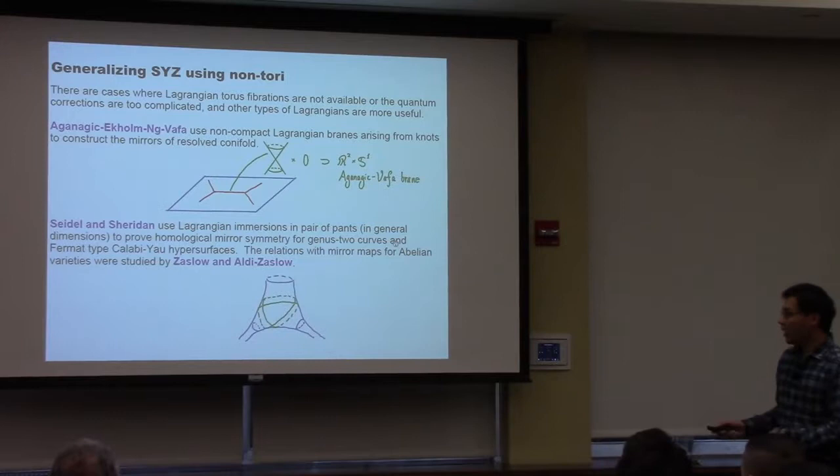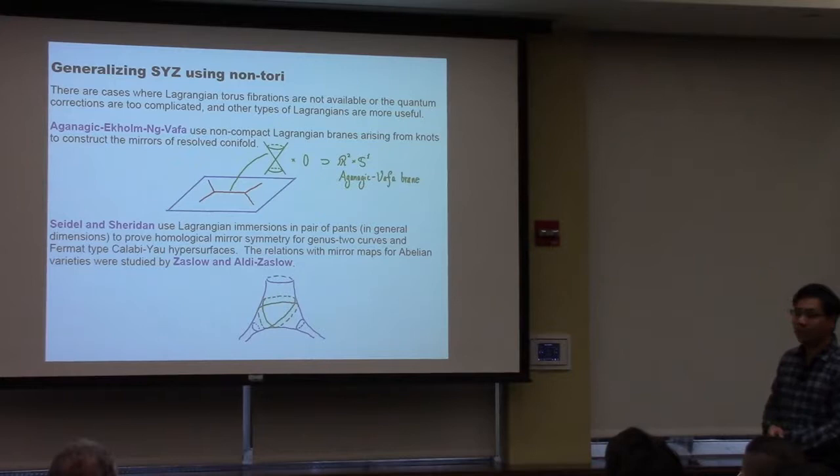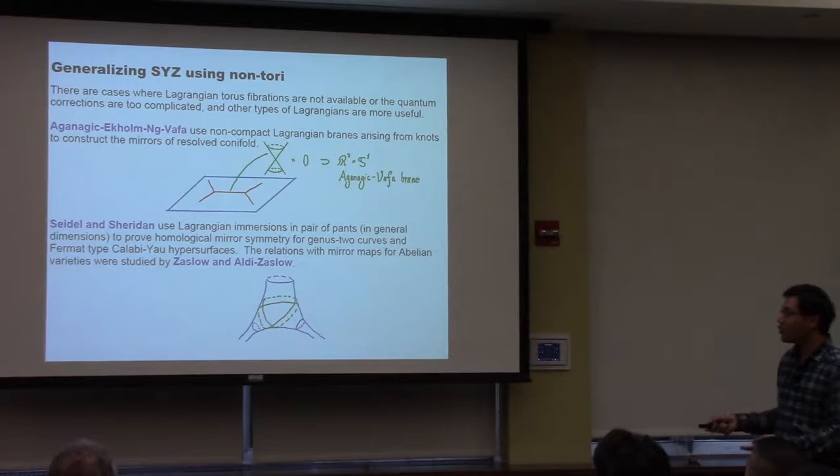But there are cases where Lagrangian fibrations are not readily available, or it's easier to use other types of Lagrangians. For instance, Aganagic–Ekholm–Ng–Vafa use non-compact Lagrangian branes, of topological type R^2 × S^1, to construct a mirror of the resolved conifold so that it reflects more directly the knots. Also, Sheridan and Seidel use immersed Lagrangians to prove homological mirror symmetry for genus 2 curves and Calabi–Yau hypersurfaces. It also has beautiful relations with mirror maps for Abelian varieties studied by Zaslow and Fang–Zaslow. So it shows that indeed sometimes non-compact Lagrangians or Lagrangian immersions can be useful to understand mirror symmetry.